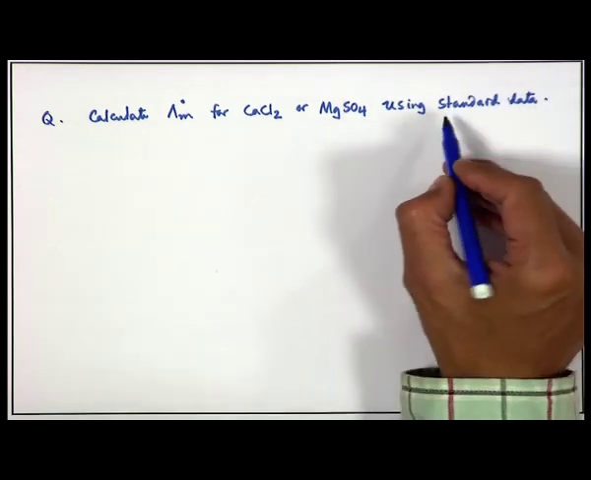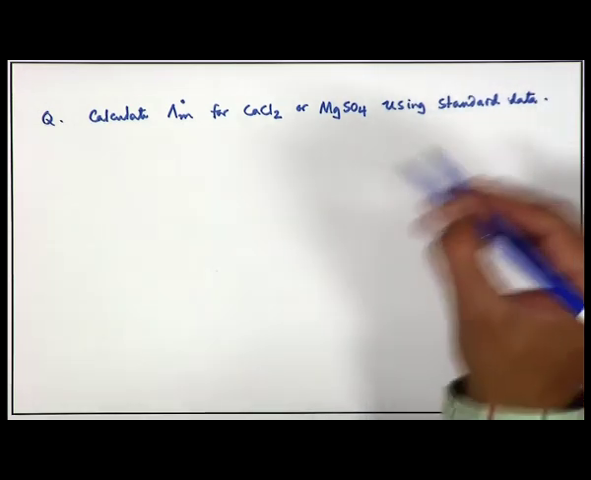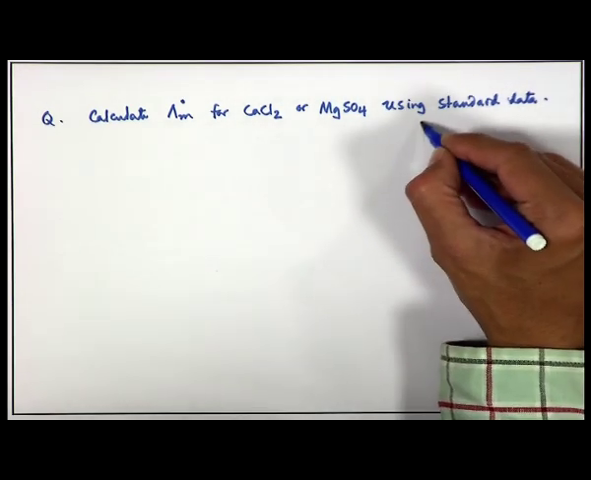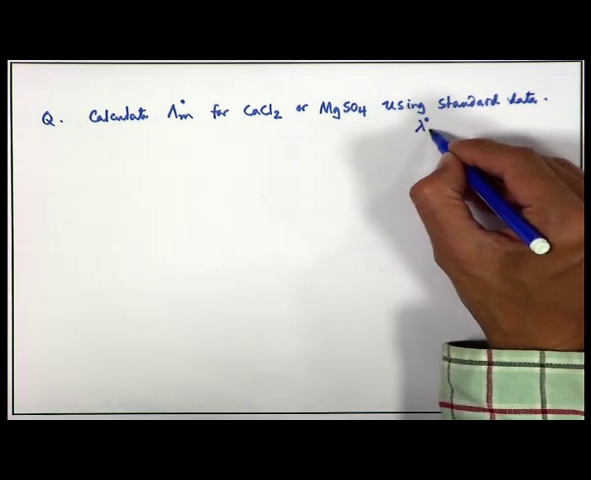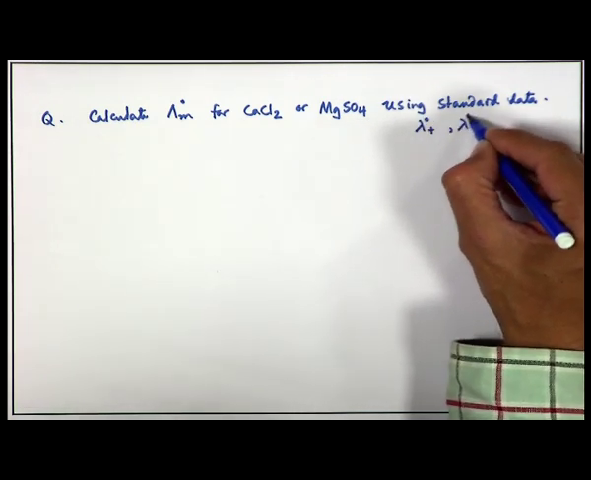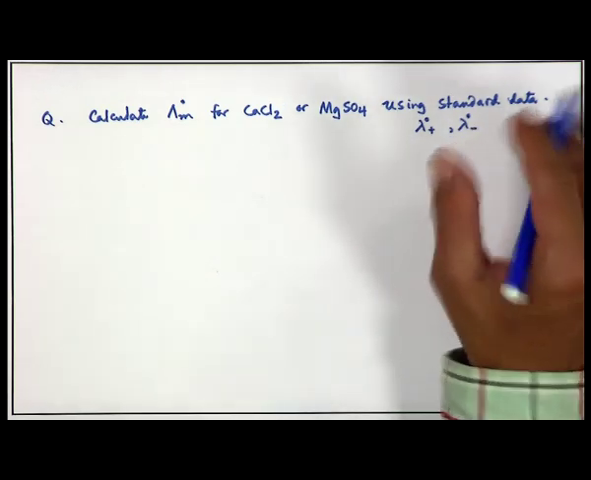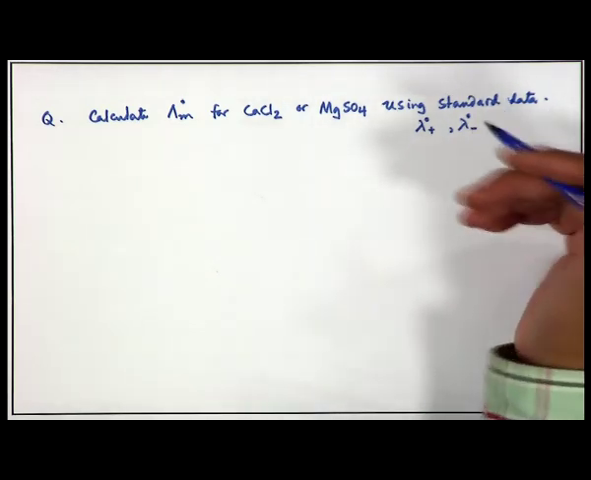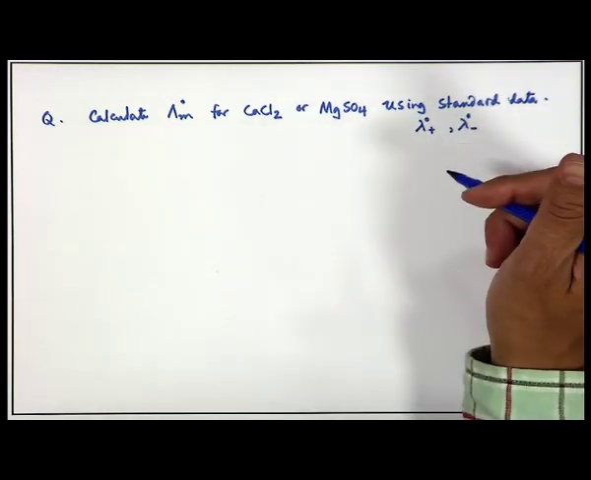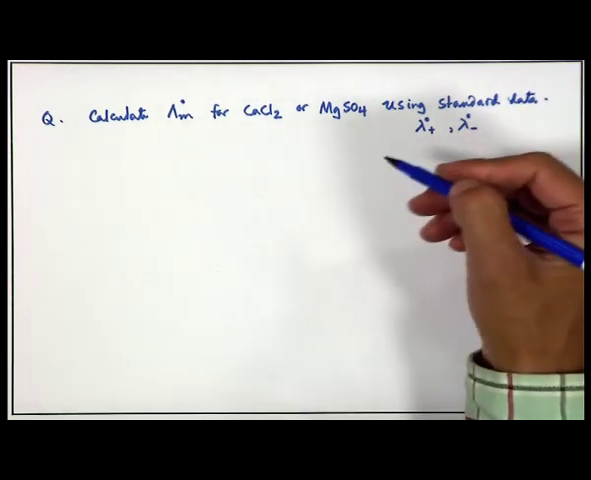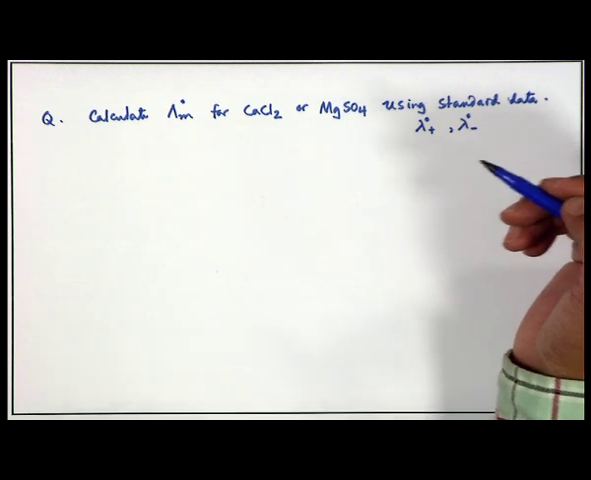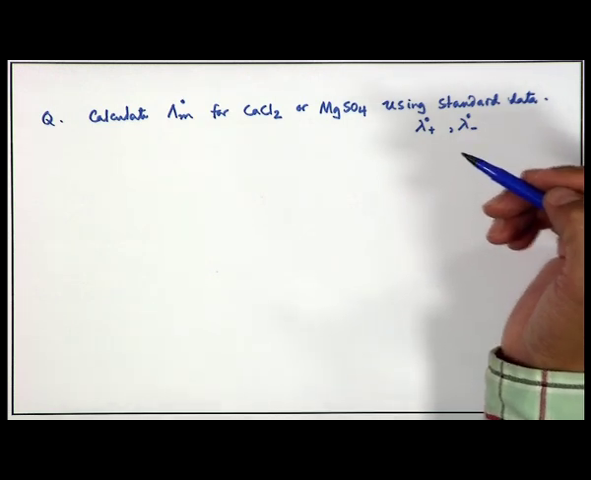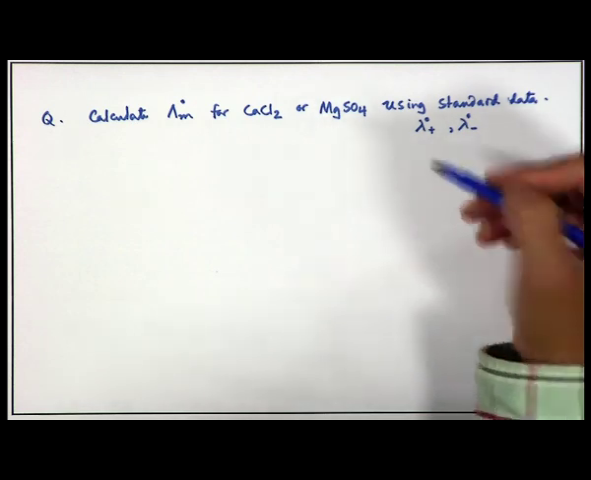So, that means standard data for lambda 0 plus, or lambda 0 minus. I have given you some data for some of these ions, but if you consult any standard physical chemistry textbook on electrochemistry, you will get a bunch of such numbers.